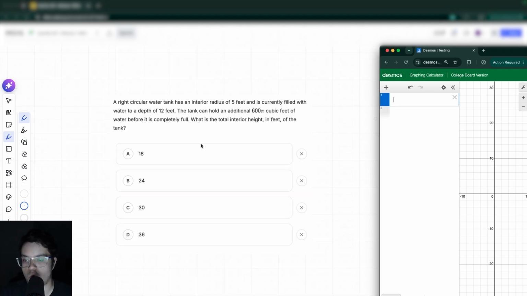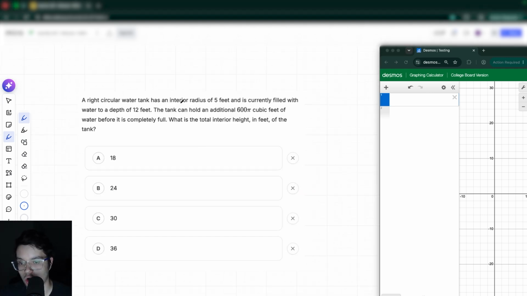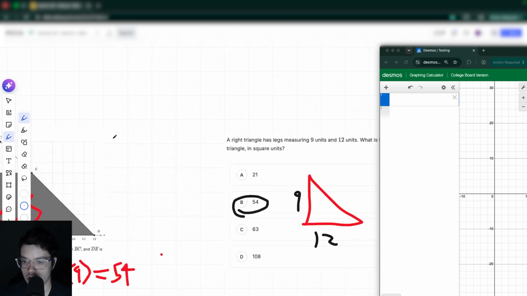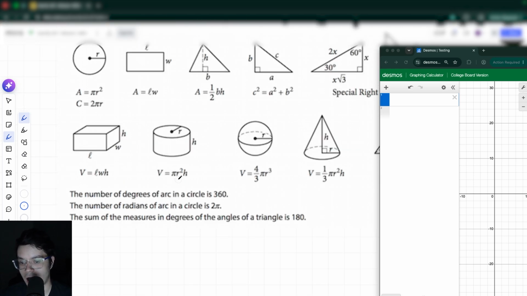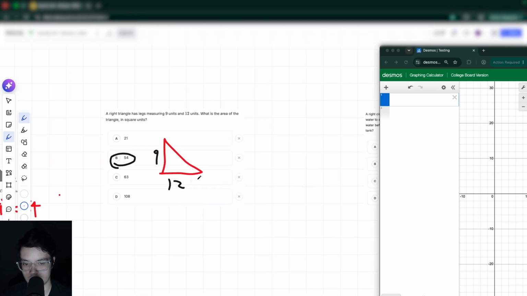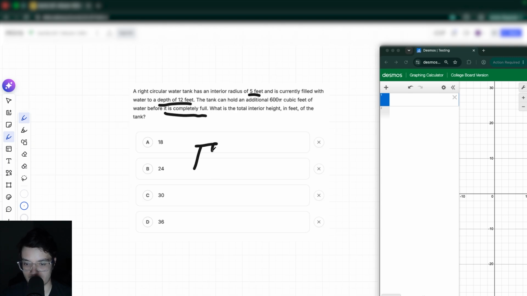Here's another one that's going to require an equation. So we have a right circular water tank with an interior radius of 5 feet, and it's currently filled with water to a depth of 12 feet. It says it can add 600 pi cubic feet of water before it is completely full. So this is going to take a pretty in-depth equation here. So circular tank, that would essentially mean that this is something like a cylinder. So pi r squared times h would be the volume for this. So we can go ahead and write that pi r squared multiplied by h.